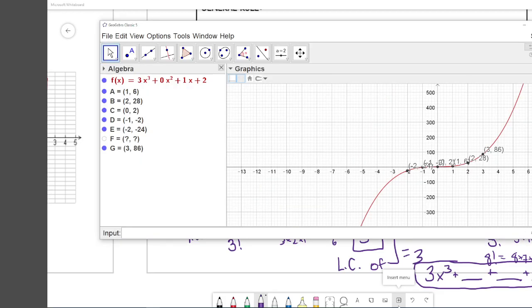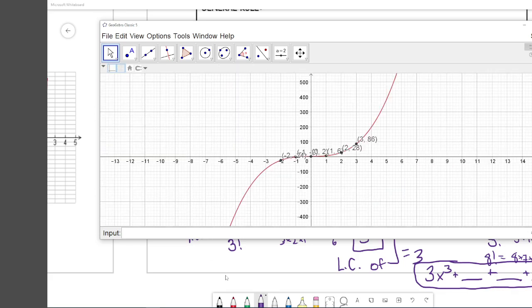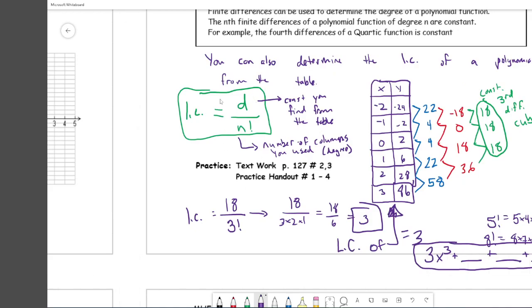Okay, so let's confirm that we're right. And you can see that the cubic that the computer created for us does indeed start with a 3, right? And it starts with a 3, which we were able to figure out without knowing that by using this technique here. The leading coefficient would be whatever your common difference is, so 18 in our example, divided by the factorial of the degree.